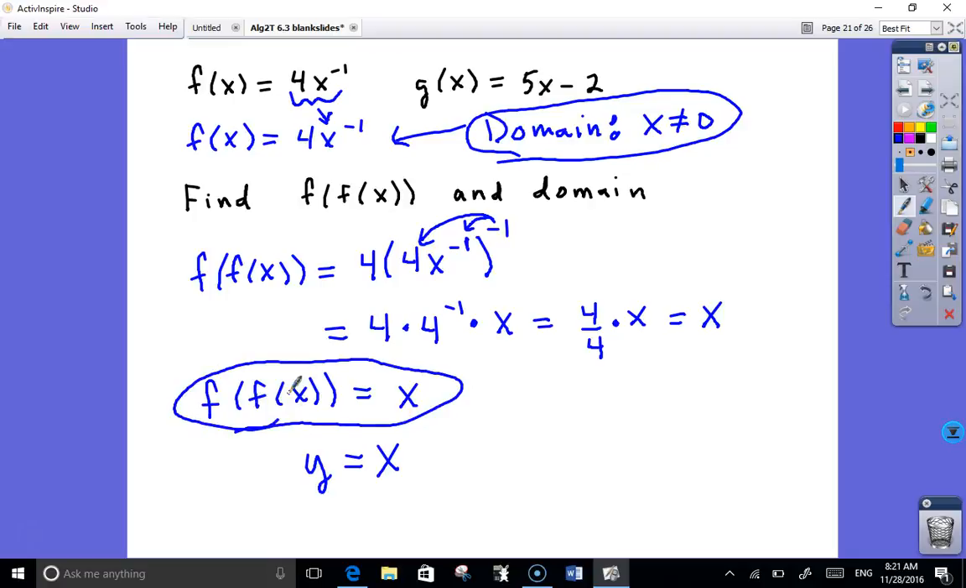Right? You start by plugging into one function, and then you take that output and you put in the other. But you can never plug in a 0. Right? You can't get started because you can't plug into f of x a 0. So you can't plug into the composition a 0. Right? So we still have to say that the domain, despite that it doesn't really look like it would apply, it still has to be x does not equal 0.